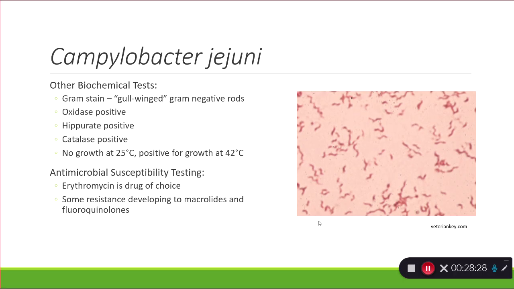Campylobacter has a famous gram stain known as gull wings. They're gram-negative rods that look like seagull wings. They're oxidase positive, hippurate positive, and catalase positive. There's no growth at 25 degrees, and it does grow at 42 degrees. Erythromycin is the drug of choice, and there is some resistance developing to macrolides and fluoroquinolones.